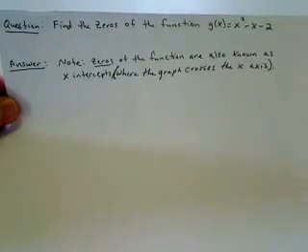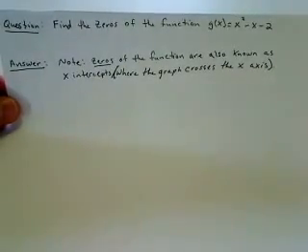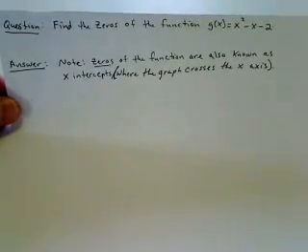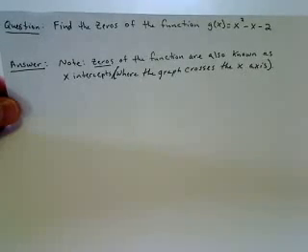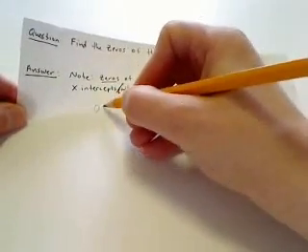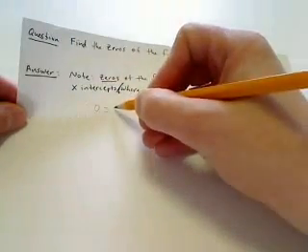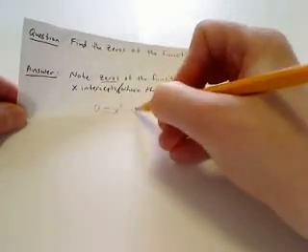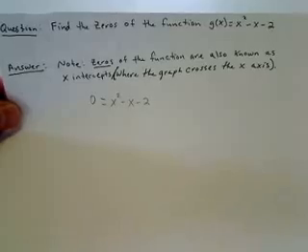In this question, we're asked to find the zeros of the function g of x equals x squared minus x minus 2. Well, note that the zeros of the function are also known as the x-intercepts, or where the graph crosses the x-axis. So in order to find where the x-intercept is, we let g of x equal 0 and solve for x. So we set g of x equal to 0, which is equal to x squared minus x minus 2.